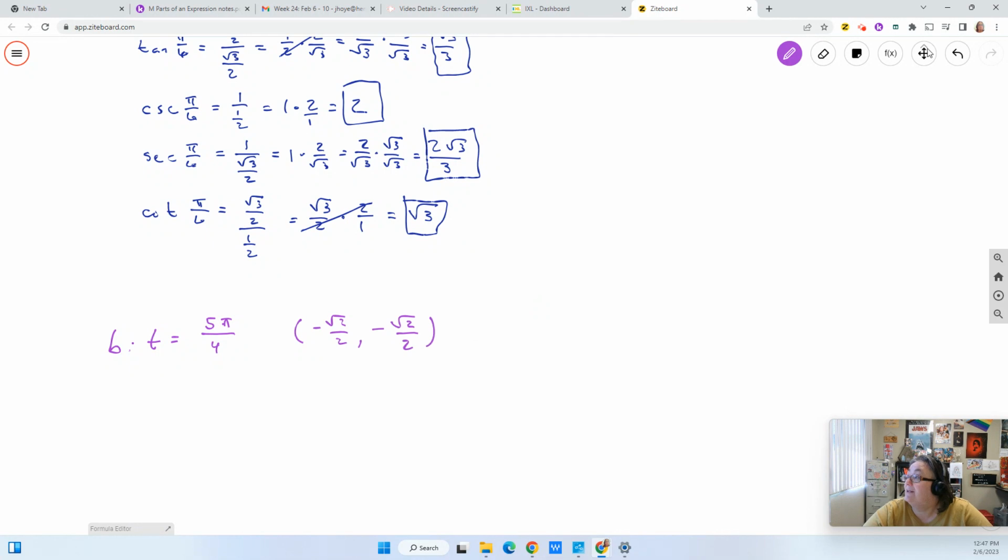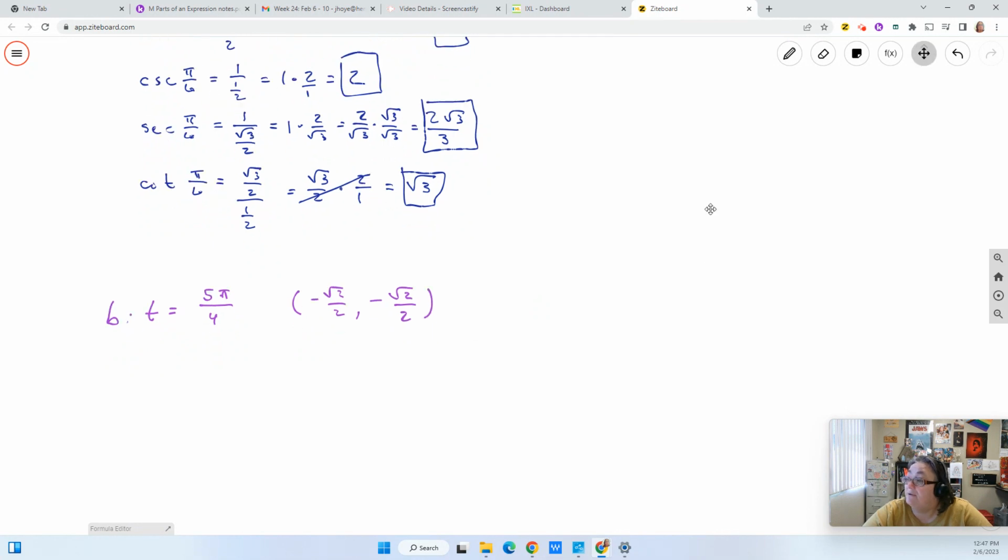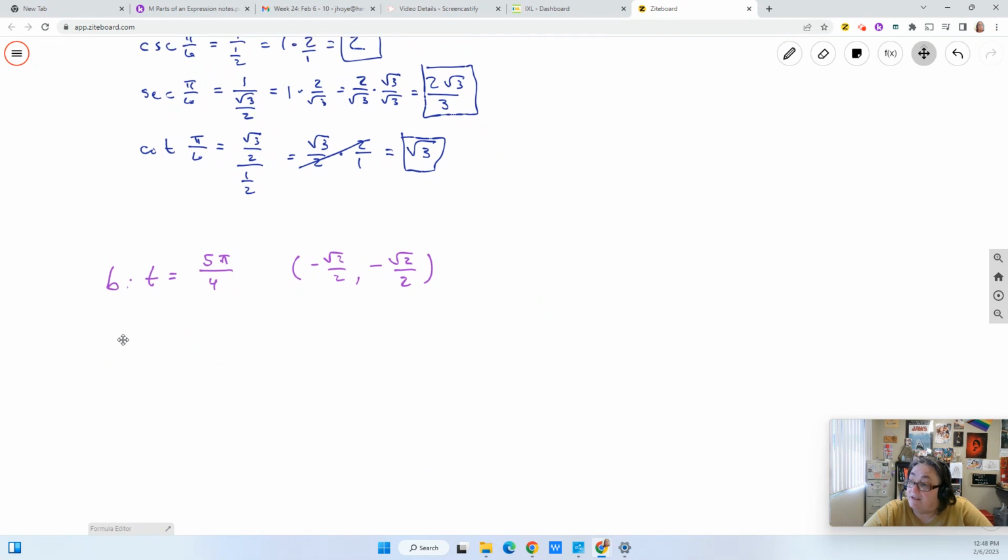And so when we're finding sine and cosine, super easy, right? Because we just, sine of 5 pi over 4 is just, this is our x, this is our y, but they're both the same, right? So we know it's just negative radical 2 over 2. And cosine of 5 pi over 4 is just negative radical 2 over 2.